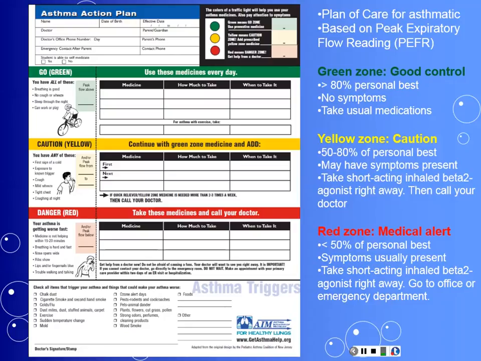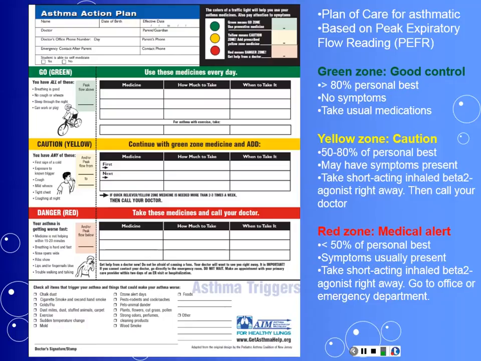Versus I'm in the red zone, I'm less than 50%, the medication is not helping. So I've taken my short-acting beta-2 agonist, and it is not helping. They're starting to have more signs of increased work of breathing. They're having trouble walking and talking. This means they need to go to their doctor's office or an ER. They don't just need to call. They need to physically see another human being. If it's their PCP or their pulmonologist or the ER doc, it doesn't matter. They need to see a doctor somewhere. If they can't get a hold of their doctor, then they can go to the ER.